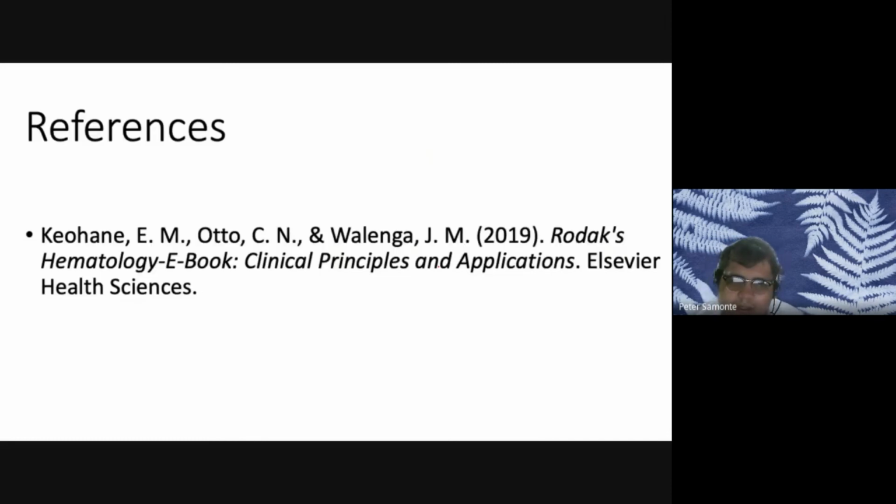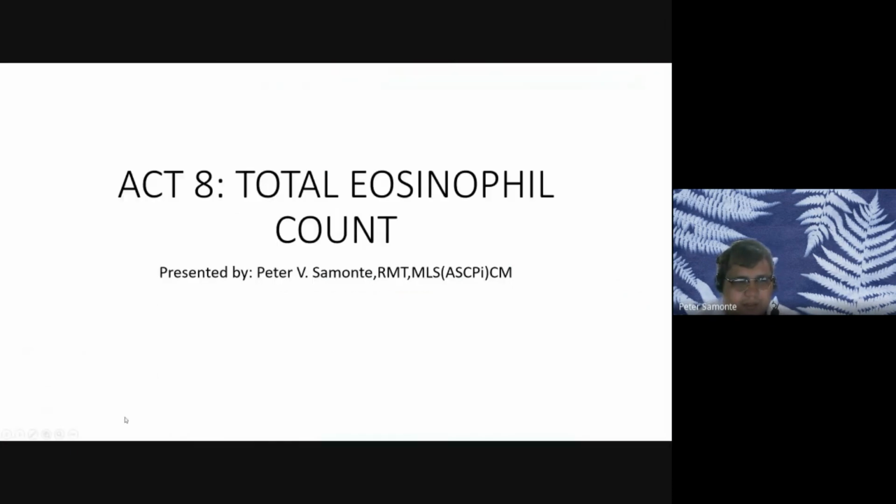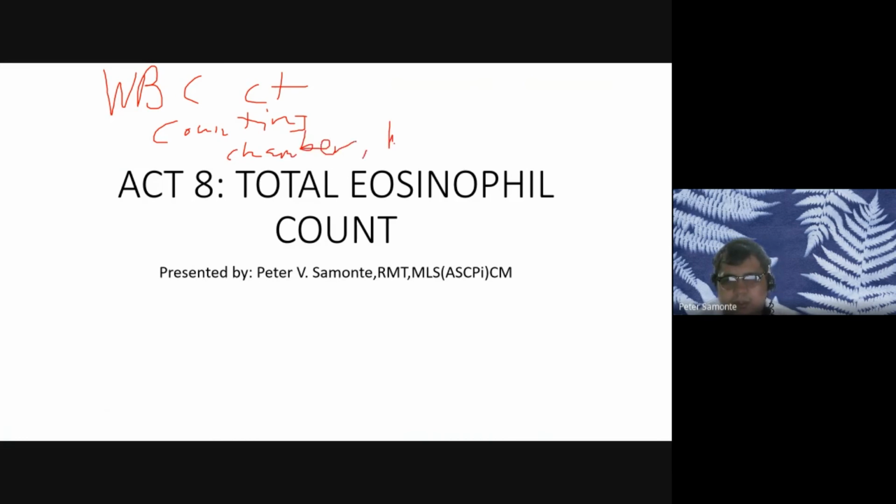So here's the reference, and that, class, before we report, would be your total eosinophil count. Your total eosinophil count has the same principle as your WBC count. So you're going to use a counting chamber. You're going to use a WBC pipette. The only difference, class, is the diluent. What is the diluent in your WBC count?